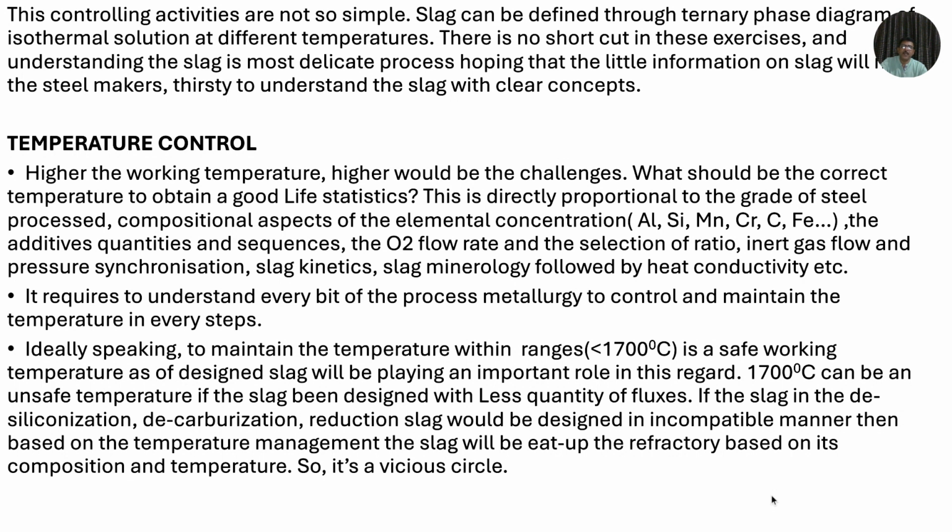Ideally speaking, maintaining the temperature within a range of less than 1700 degrees C is a safe working temperature, as the designed slag will be playing an important role in this regard. 1700 degrees C can be an unsafe temperature if the slag has been designed with a smaller quantity of fluxes. If the slag in desiliconization, decarbonization and reduction were designed in an incompatible manner, then based on the temperature management, the slag will eat up the refractory based on its composition and temperature. So it's a vicious circle.